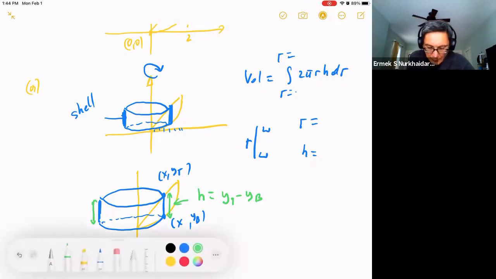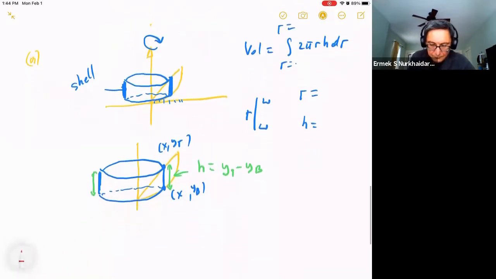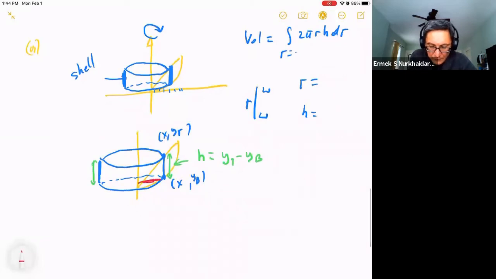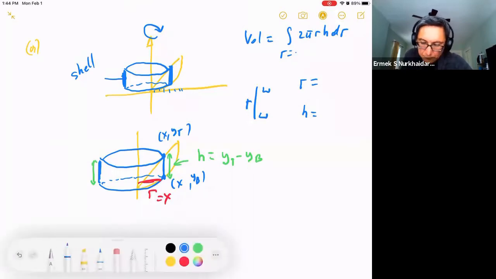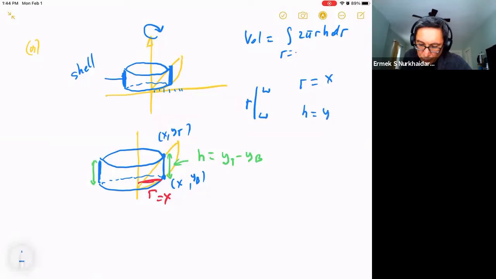Now to see the radius. Radius is from here to here. That's the radius. Radius is the horizontal distance toward the y-axis from a point, and horizontal distance is measured by the x coordinate of a point. So radius equals x. Okay, so radius is x, and h equals y top minus y bottom.